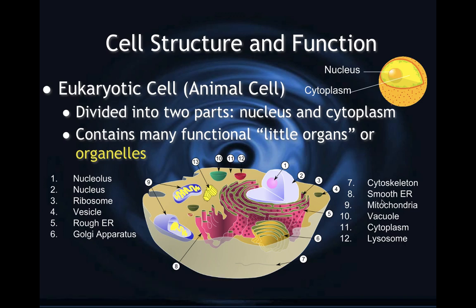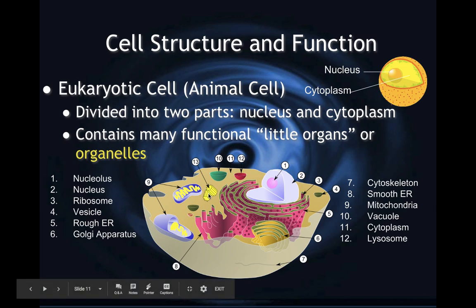8, we have the smooth ER, endoplasmic reticulum, meaning it's not covered in ribosomes. Number 9, we have the mitochondria. Mitochondria is the energy factory of the cell. It makes all the energy for the cell. Number 10, we've got a vacuole. Vacuole can hold things like water or waste products. 11 is the cytoplasm. It's like this watery, jelly-like substance that's throughout the inside of the cell.